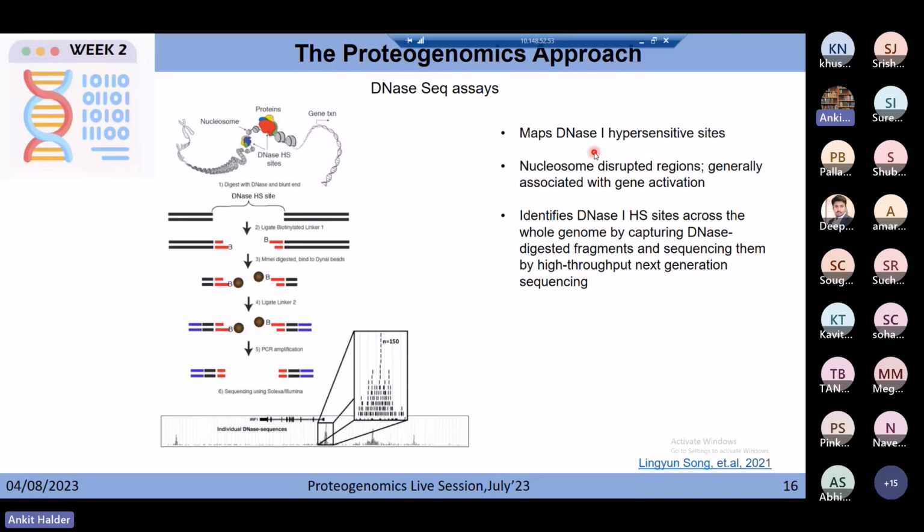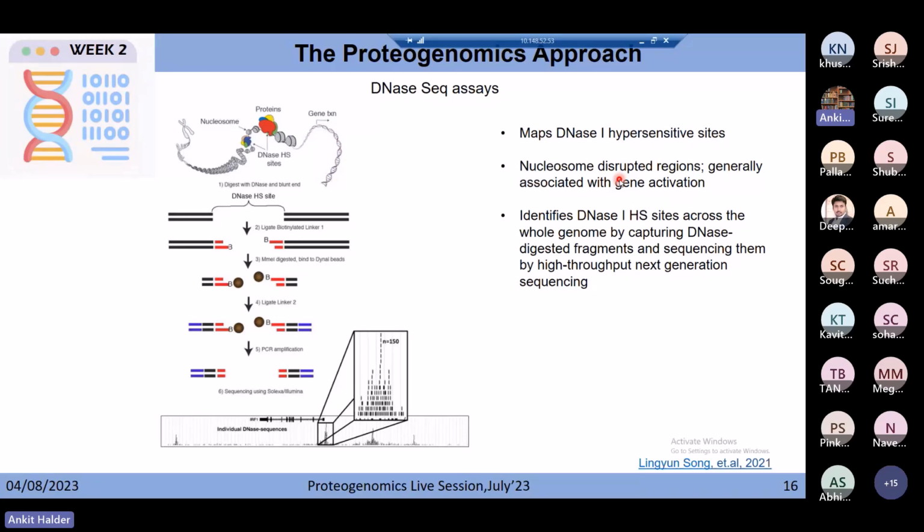So these sites are also very much sensitive to the enzyme DNase1. So nucleosome disrupted regions are generally associated with gene activation. Okay, so this is the rule.